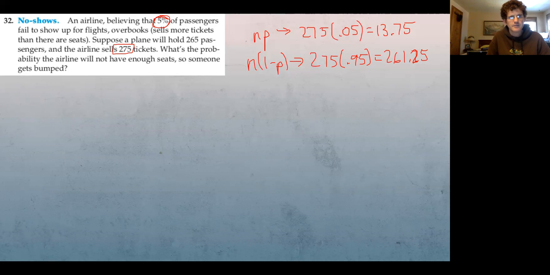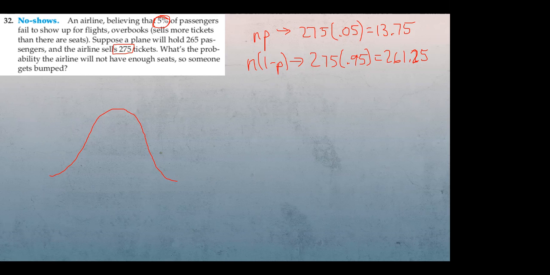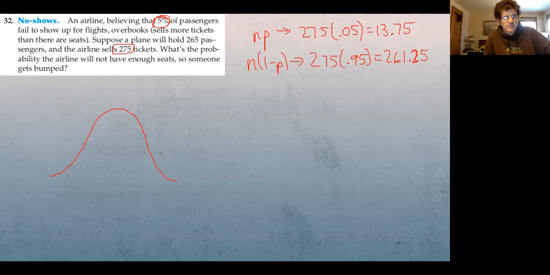Okay, and now we need to figure out the probability. What's the probability that the airline will not have enough seats? So there are 275 tickets, and I have to kind of think through this probability. 265, so we need how many people to not show up? 10. We need at least 10 of these people to be no-shows. Okay. So what are we going to do here? All right.